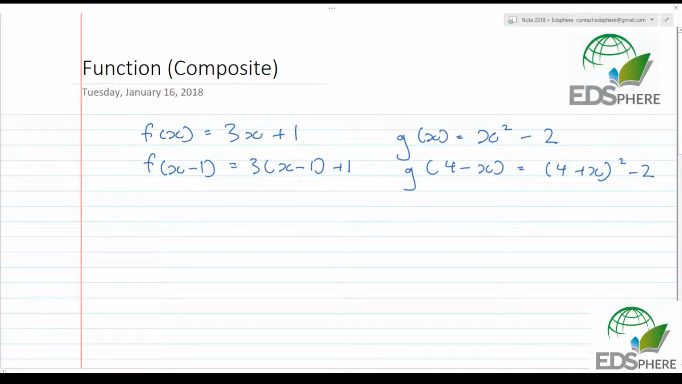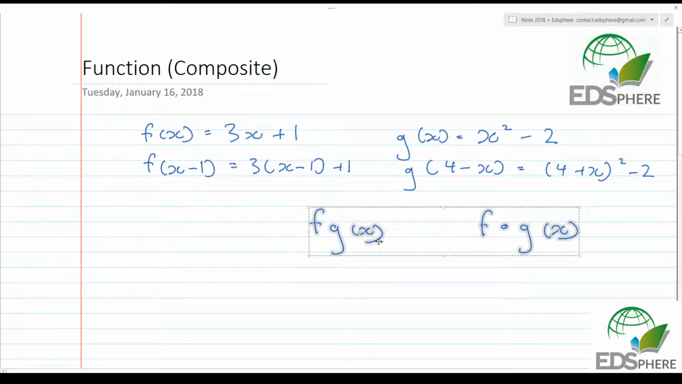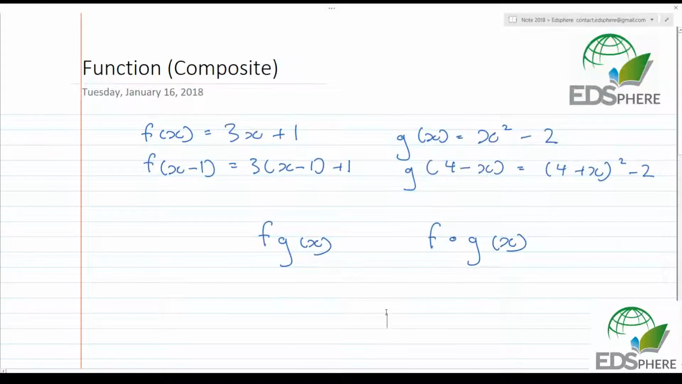So what is composite function here? Composite function is when we combine two functions together. It's usually written as f of g of x. Or, in some of the exam papers, they write it like this. It means the same thing, but depending on what exam papers you're looking at, that's what we're going to see. So, let me just move this aside so it's slightly better in the middle.